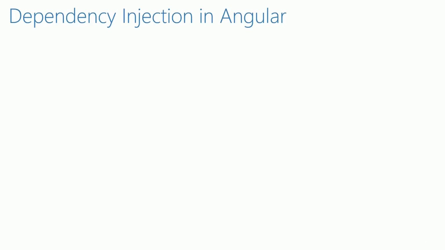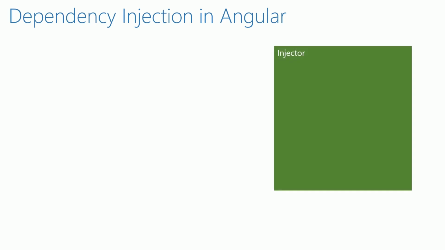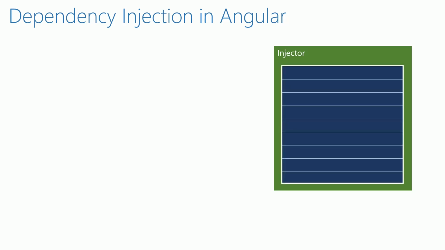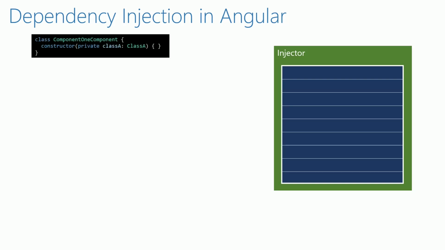Angular has something called an injector which gets loaded when the Angular application is started. The injector contains a registry of objects and initially it will be empty. When component1 class is loaded, its constructor is called. For execution of the constructor, it needs to be passed with class A object.